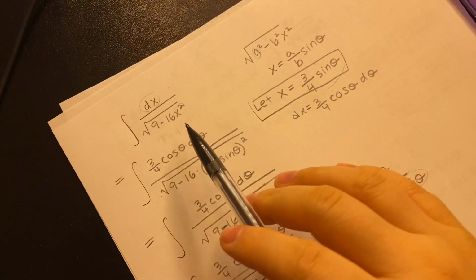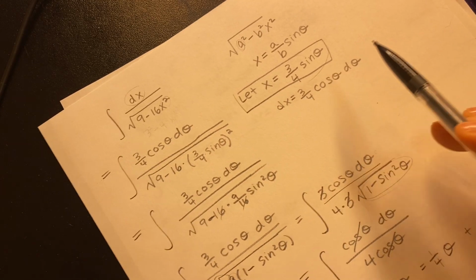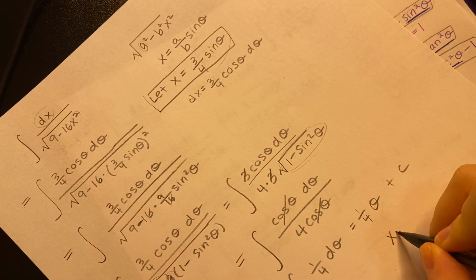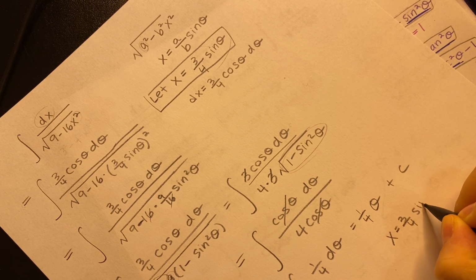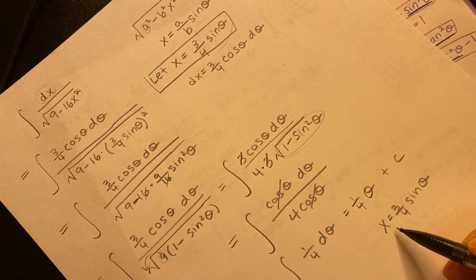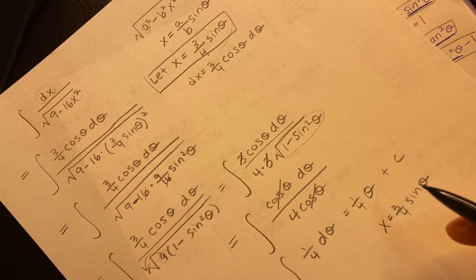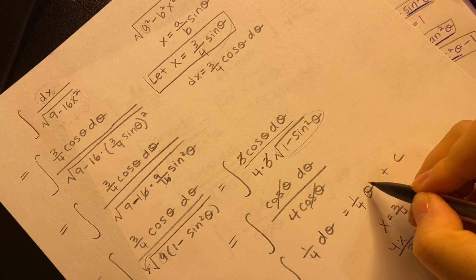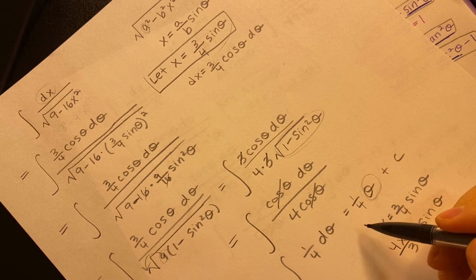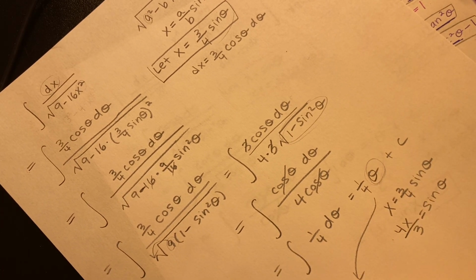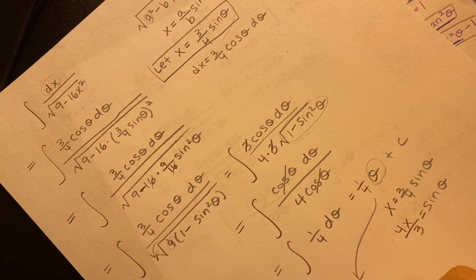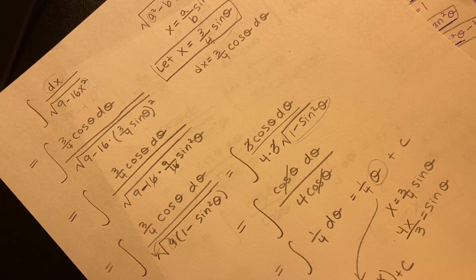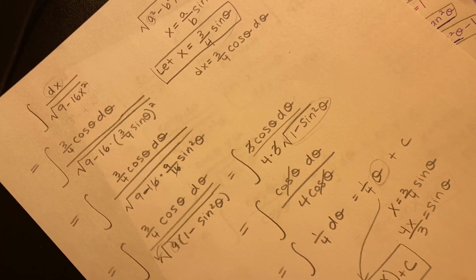Again, our answer should be in terms of x. So we had x is 3/4 sine theta. So then we divide by 3/4 or multiply by 4/3. So we have 4x over 3 is sine theta. So that means theta is arc sine. 1/4 arc sine of 4x over 3 plus c. Ta-da!